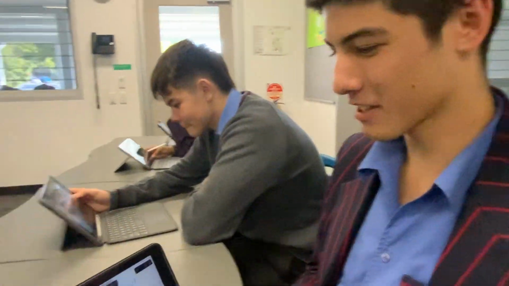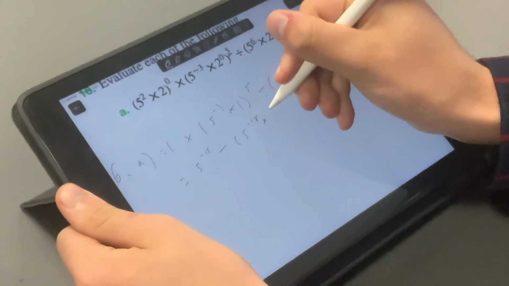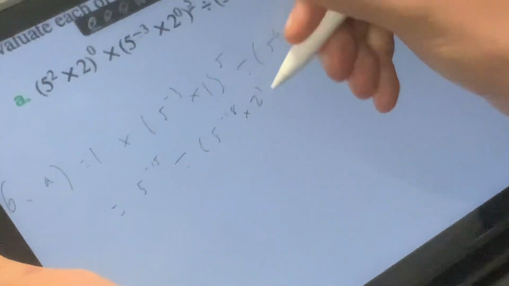It becomes a positive number. Yeah. It becomes a positive number, and therefore that becomes times 2 to the power of 3, due to it being 1 times 3, but both negative.